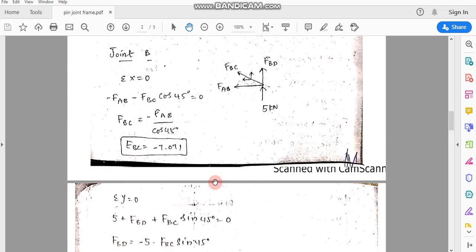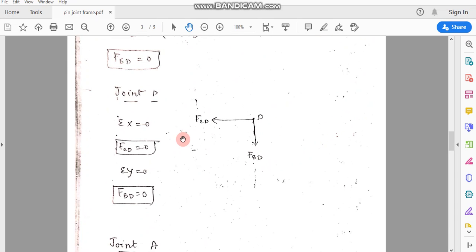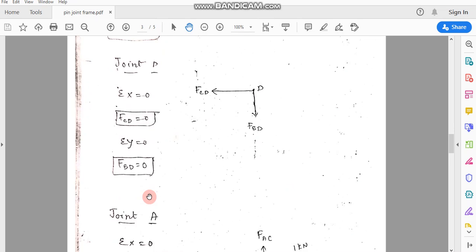Then at joint D. Where is joint D? Joint D is here, this one. How many forces are there in joint D? One force is going in the left side, one force is going in the downward direction. Directly sigma x, sigma y. Force in CD and force in BD is equal to 0.